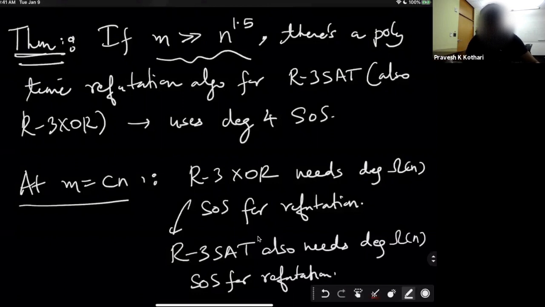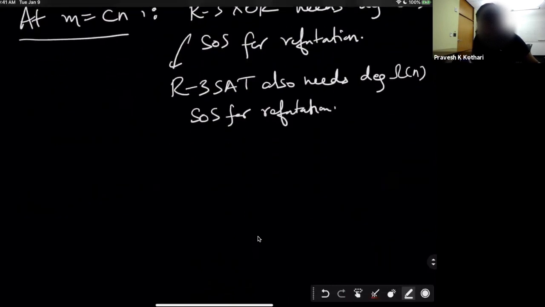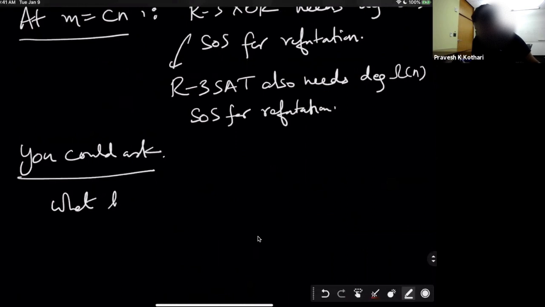On the other hand, I'm claiming but not proving, this would be yet another problem on your homework. But both of these problems are easy, so I'm not going to ask you super hard things. That at n to the 1.5 and larger number of constraints, you can construct small degree refutations, right? And at this point, you could ask several questions. So what happens in between?